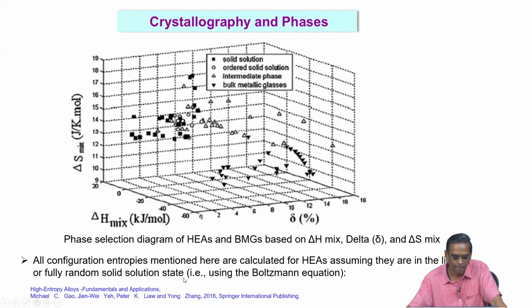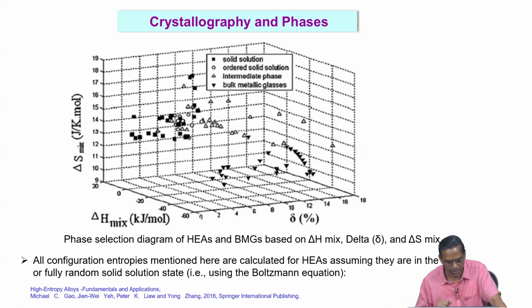You can see that intermediate phases have lower delta S mix and also high negative delta H mix. They are all here. And then you have very high delta, the atomic size difference, and very low delta S mix for bulk metallic glasses, and also very high negative delta H mix. So it gives an idea of what thermodynamic parameters I have to look at to realize the formation of these phases.